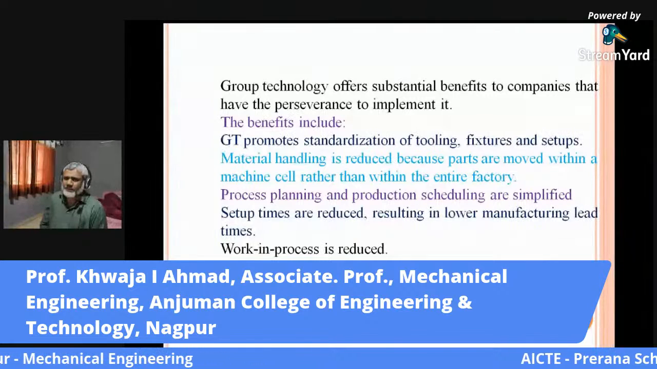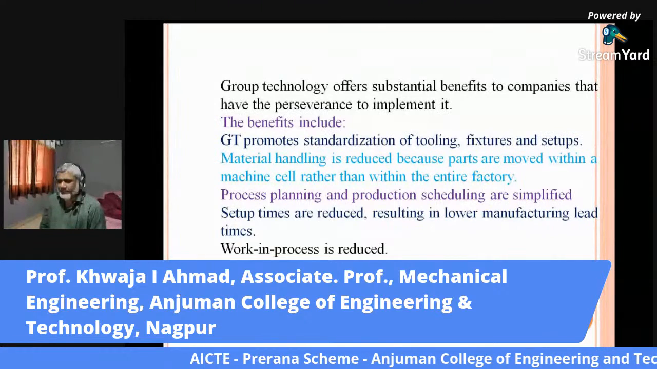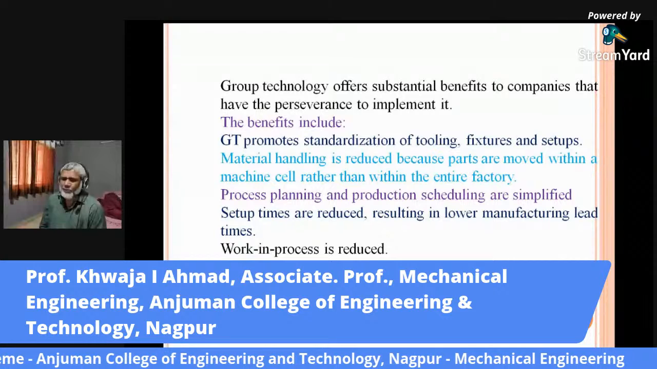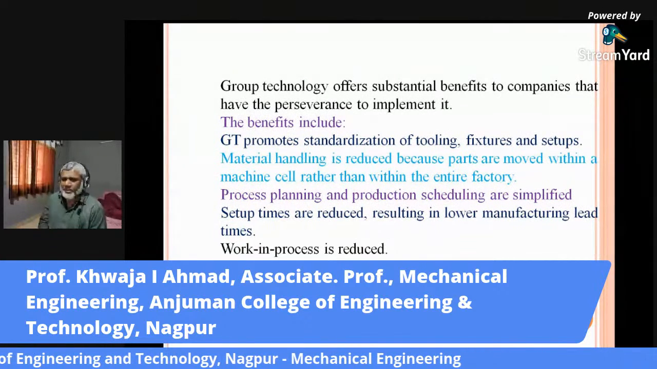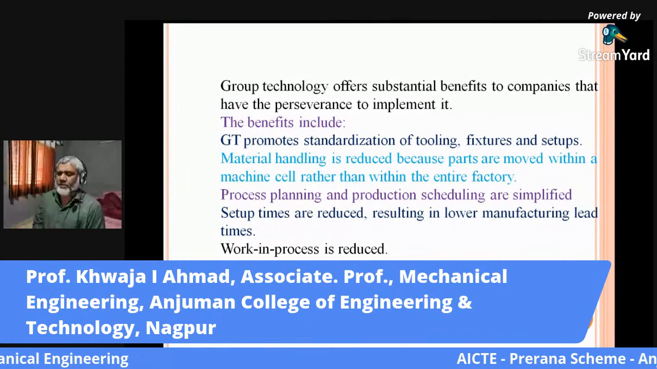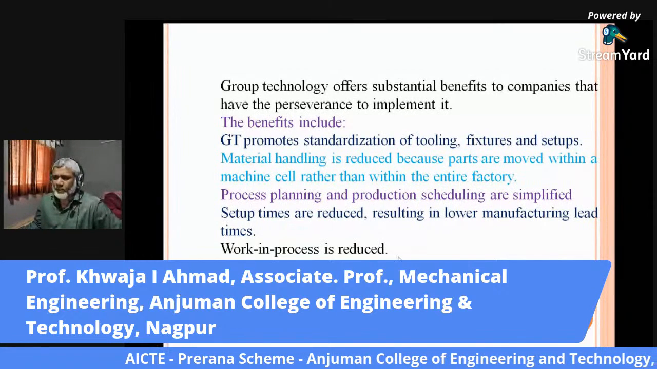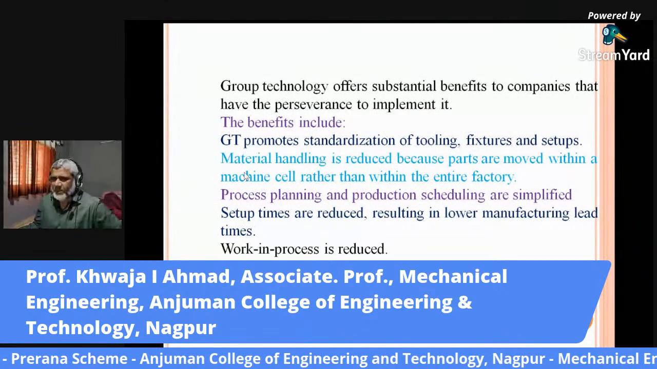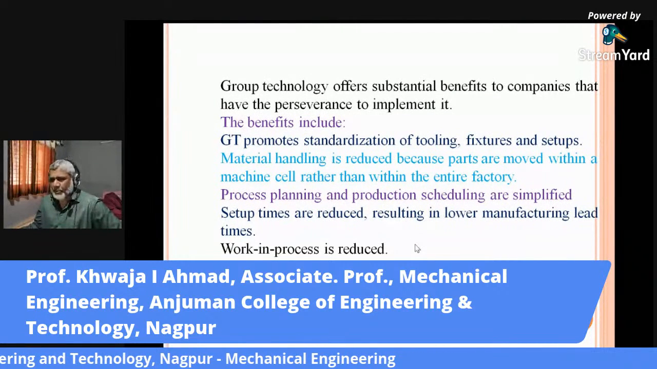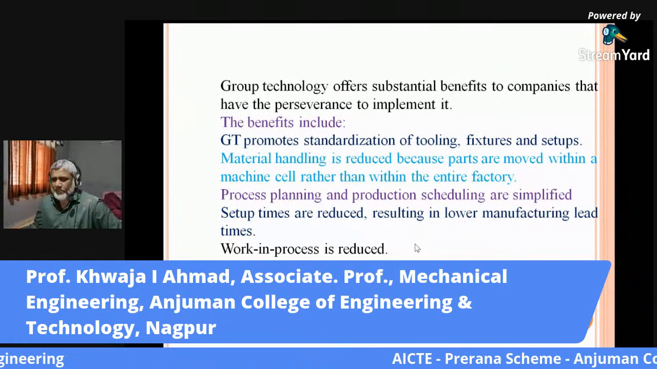GT offers substantial benefits. The first benefit is that it promotes standardization of tooling, fixtures and setup. Material handling reduces because within a machine cell can be created for a particular part family, and that machine itself will help in producing or machining those particular parts. Hence material handling reduces considerably. Process planning and production scheduling also get simplified. Work in process, WIP, is reduced.